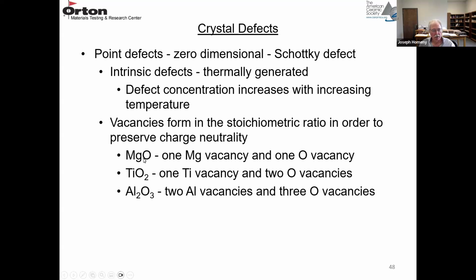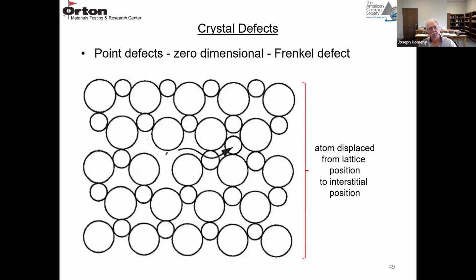So that could be MgO, where one Mg 2+ vacancy and one O 2- vacancy is created. Charge neutrality is maintained. In TiO2, you have to create one Ti vacancy and two oxygen vacancies to maintain charge neutrality. And in Al2O3, you have to create two Al vacancies and three O vacancies to maintain charge neutrality. So that's the Schottky defect.